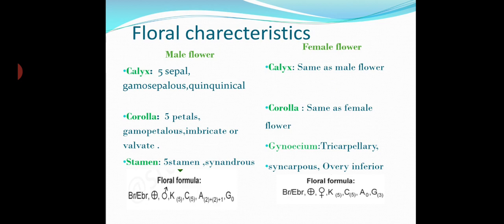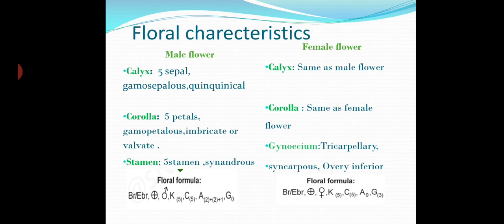Now coming to the male reproductive whorl, stamen. As it is a male flower, 5 stamens are there. They are synandrous. Synandrous means stamens are in fused condition or fused together. In exceptional cases, it is a polyandrous condition.